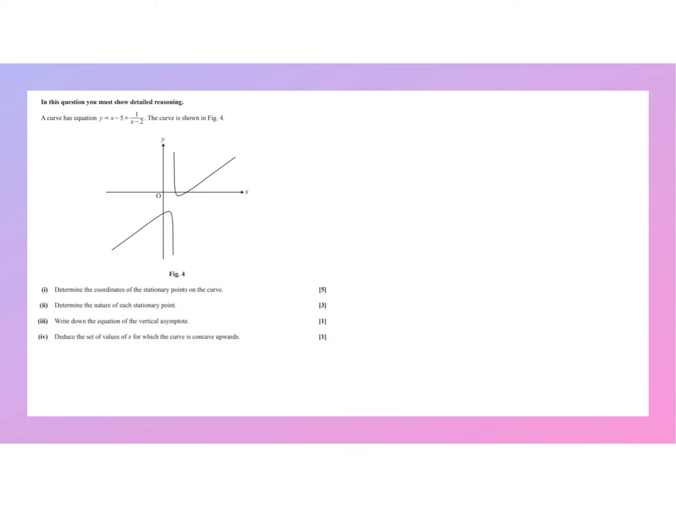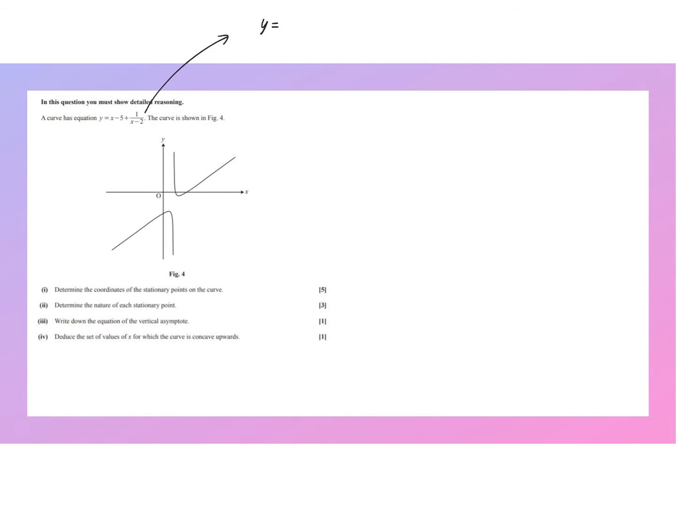So notice first of all in this question it requires that we show detailed reasoning, which means we must be very clear about each step of working that we do. Now, the first thing we need to do is determine the coordinates of the stationary points on the curve. So we're going to start by rewriting the equation of the curve.